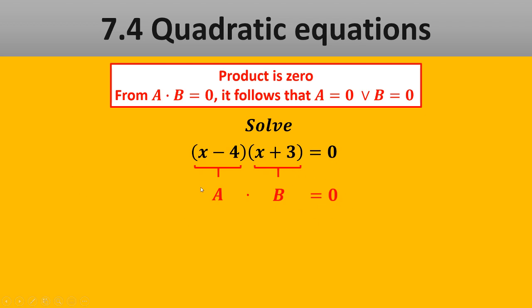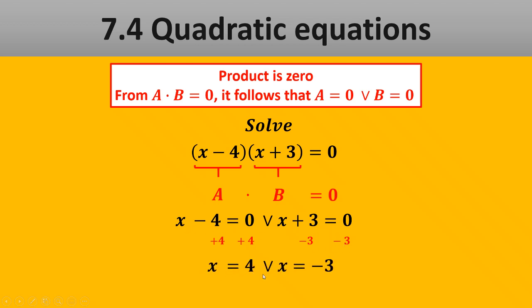So because we now know this, hey, we know either A must be 0 or B must be 0. So x minus 4 must be 0, right, because that's A, or x plus 3 is 0. And this we know how to solve, right? Chapter 3, solving linear equations, we use the balance method here. We say plus 4 to the left, then plus 4 to the right, and minus 3 to the left, then minus 3 to the right hand side. So x is 4 or x is minus 3.